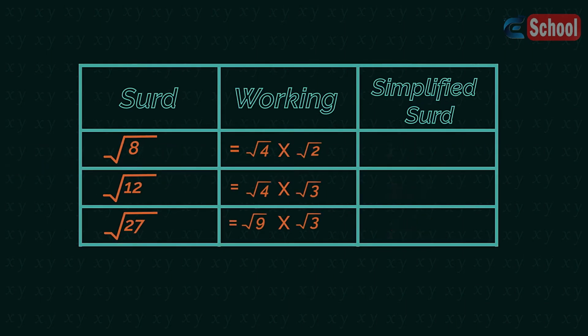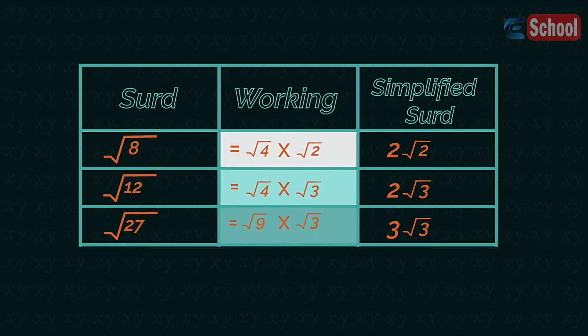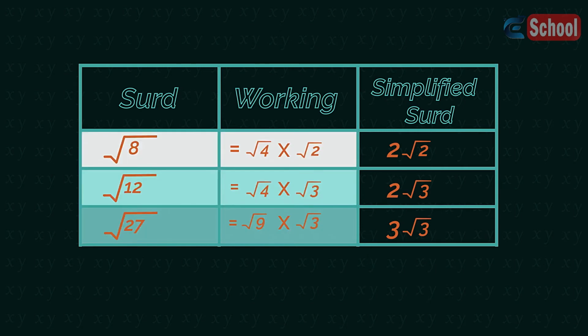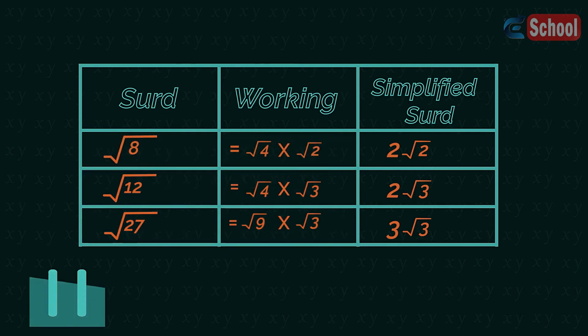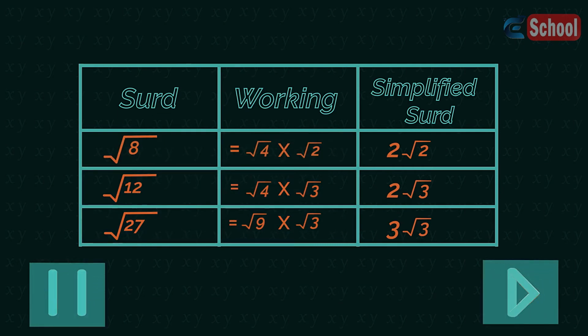Have a look at these simplified surds. How have they been simplified? Can you spot what is happening in the working column? How the working connects to the original surd? Pause the video, have a think, and click play when you're ready.